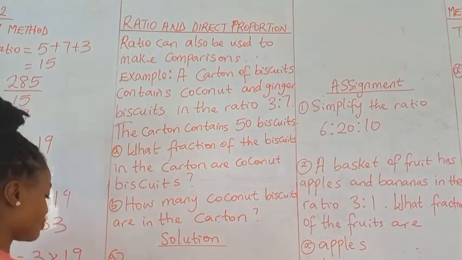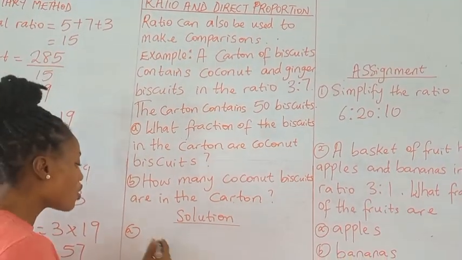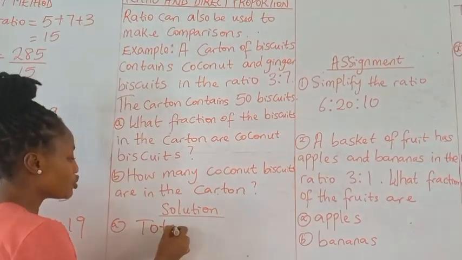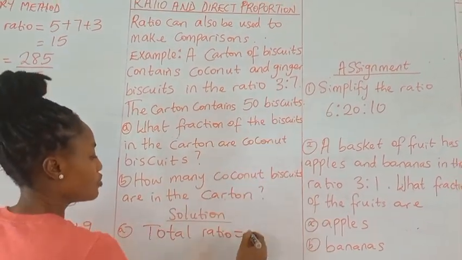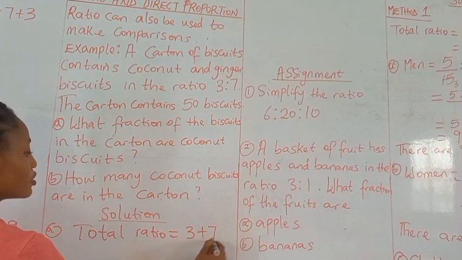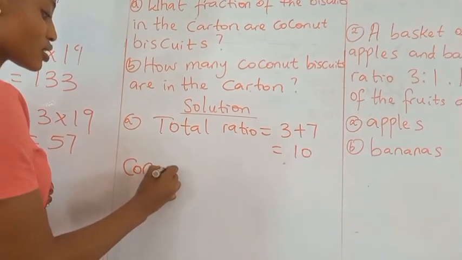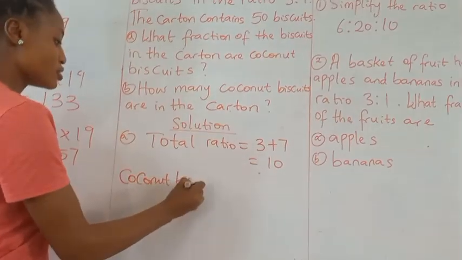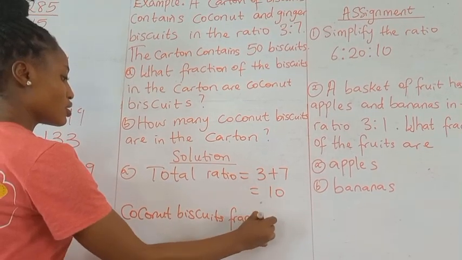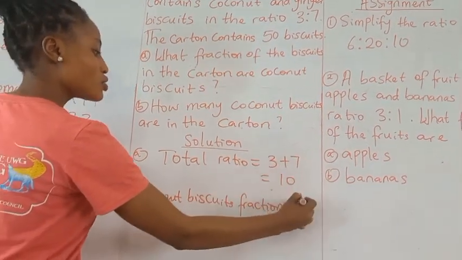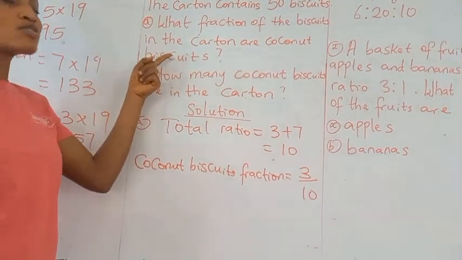That's the first question. To get the fraction that are coconut biscuits, we have to first find the total ratio. We have 3:7, that's 3 plus 7, which equals 10. Coconut biscuits fraction is 3 out of 10, that is 3/10. We've answered the first question.